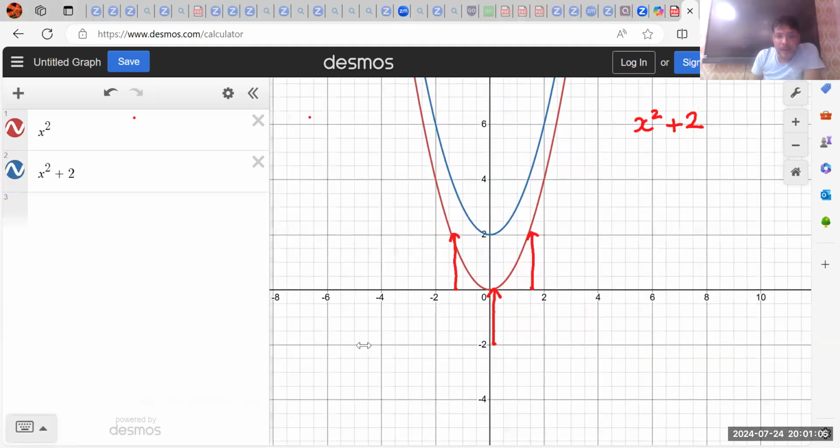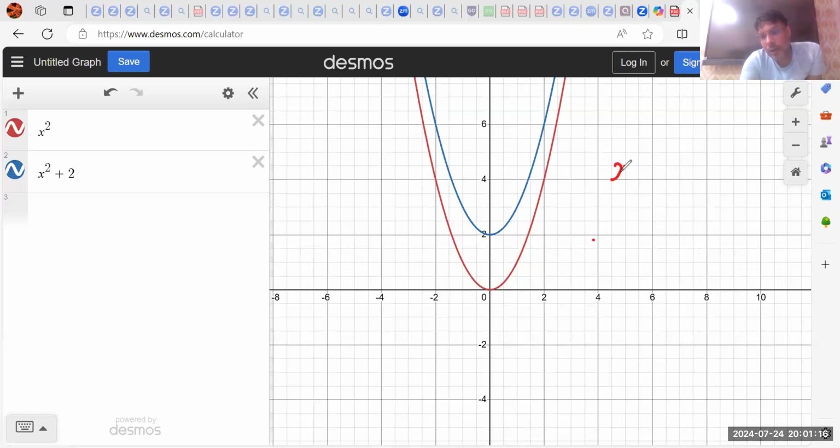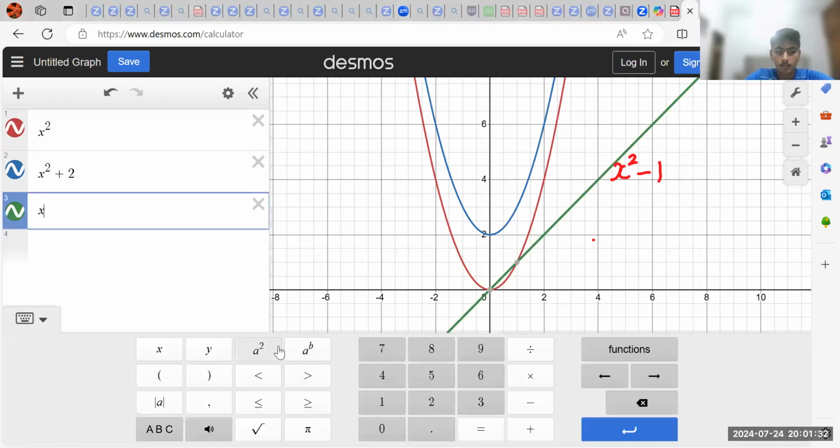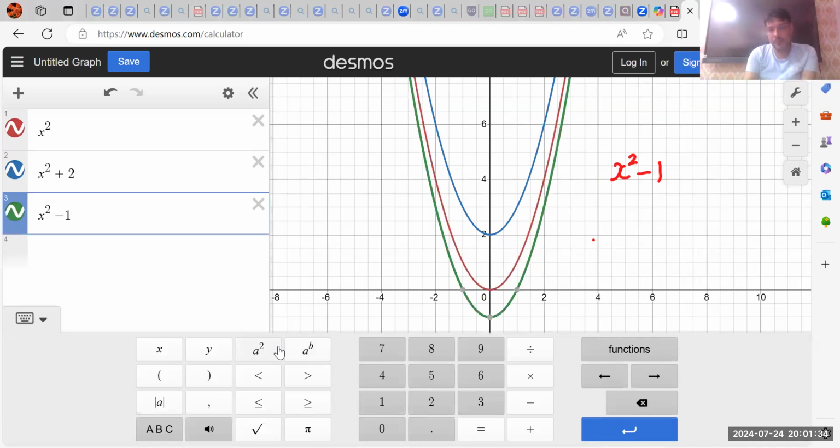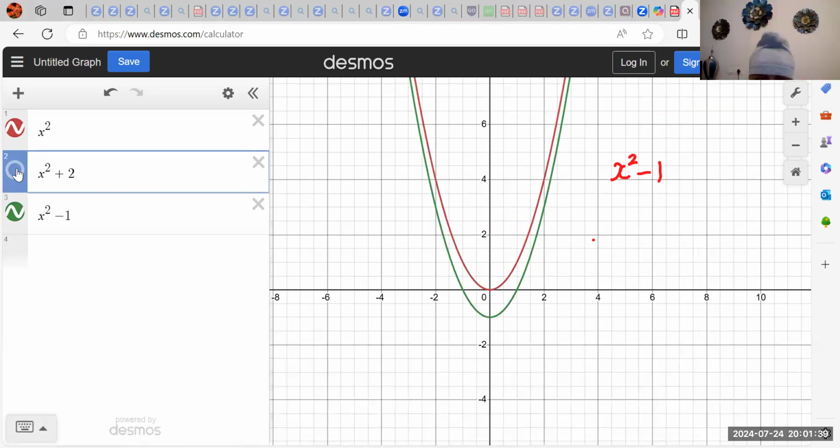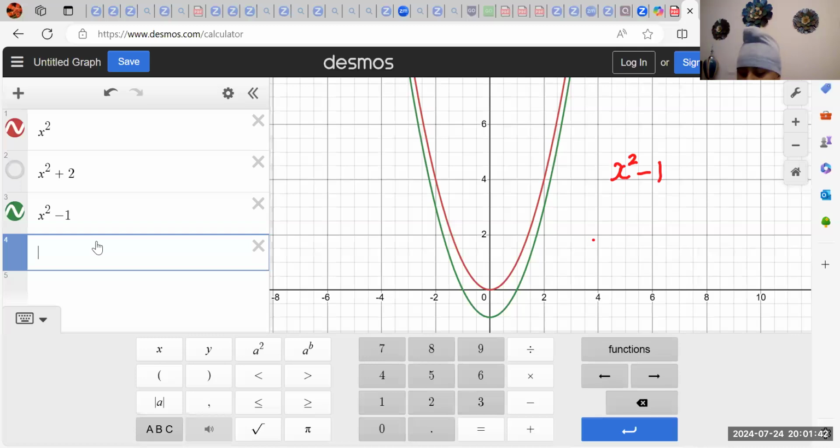See, the one in red, that was the graph of what? X square, and x square plus 2 has shifted up by 2 points. So how will the graph of x square minus 1 be? It will shift down by 1 point. Green one. Correct? Yes. All right.